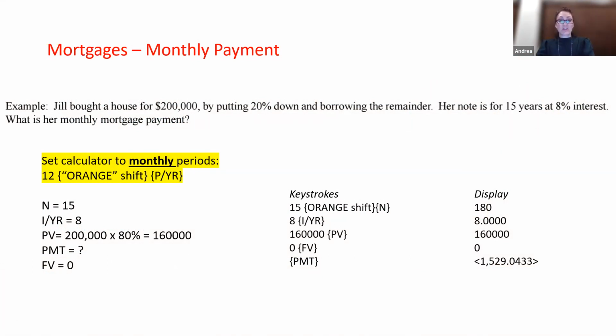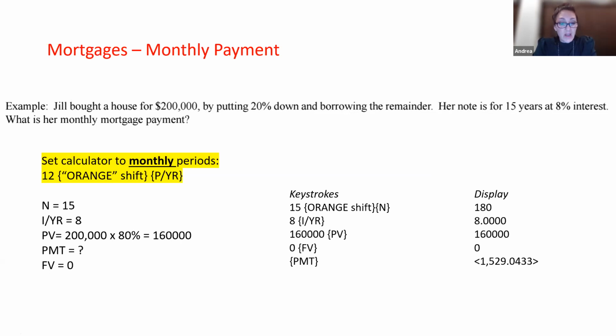So Jill bought a house for $200,000. She put 20% down. She's borrowing the rest. Her note is for 15 years. And I think her interest rate is 8%. I'm sure that's in the body of the question, I can't see because I have this blocked. But what is her monthly mortgage payment?